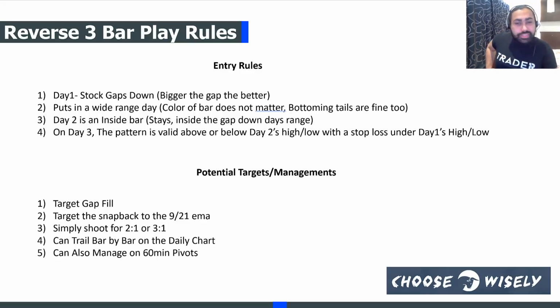So, as I said, the name says it all. It's a reverse 3-bar play. The 3-bar play criteria is the same. So what's the criteria for a 3-bar play? Big wide range bar, inside bar, and blast off.